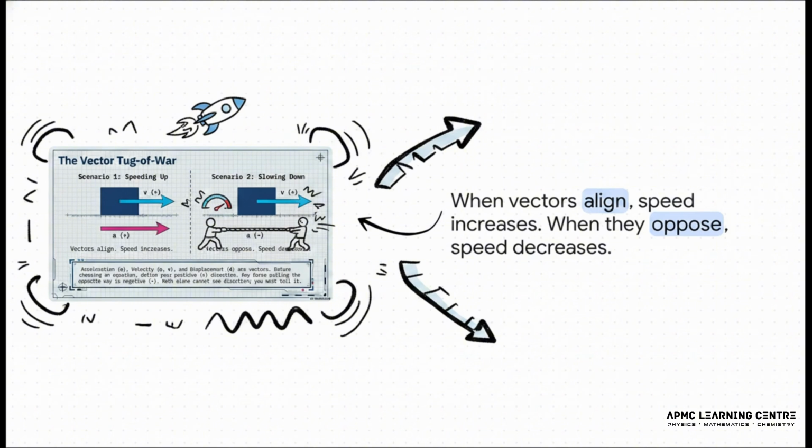But what happens when you hit the gas? Your velocity is forward and the acceleration is also forward. They're on the same team, pulling in the same direction, and you speed up. It's really that simple. The direction of those vectors dictates everything.